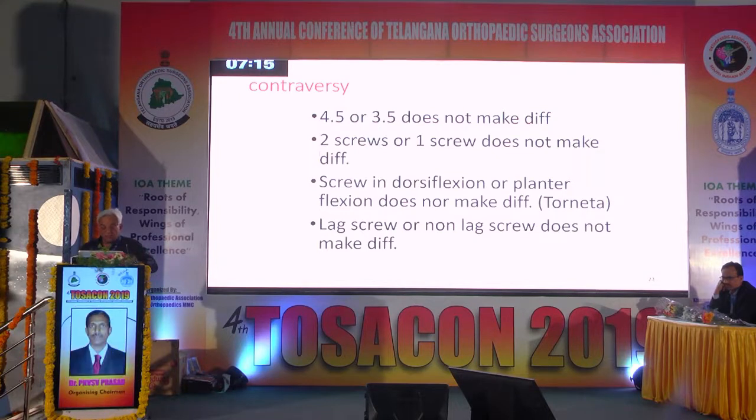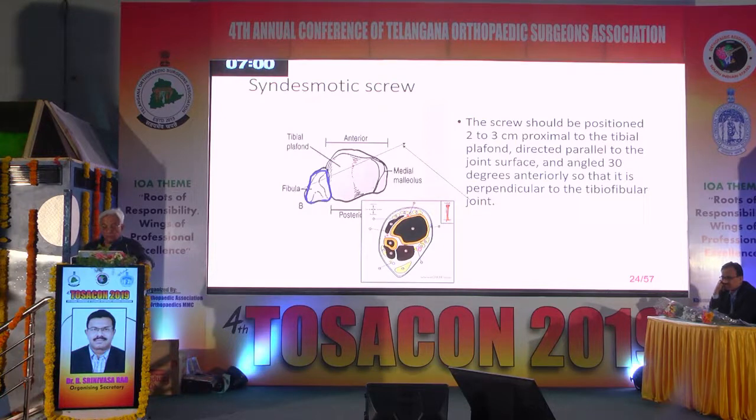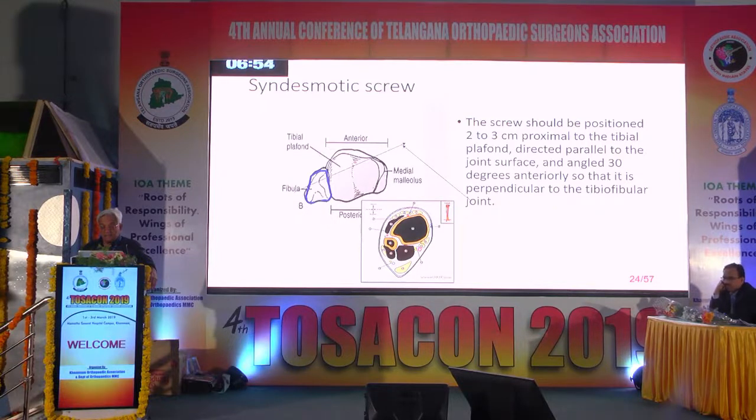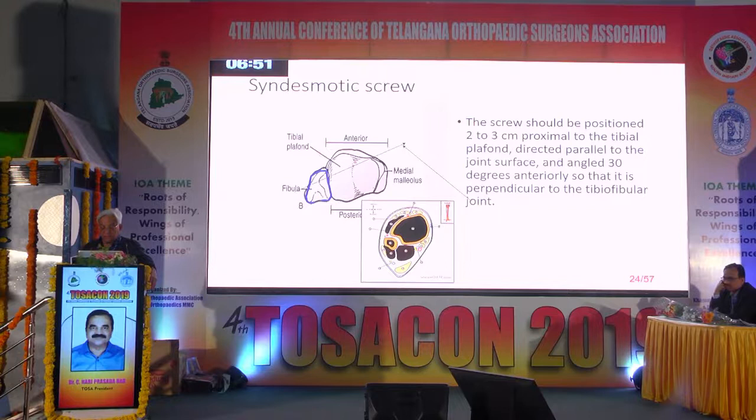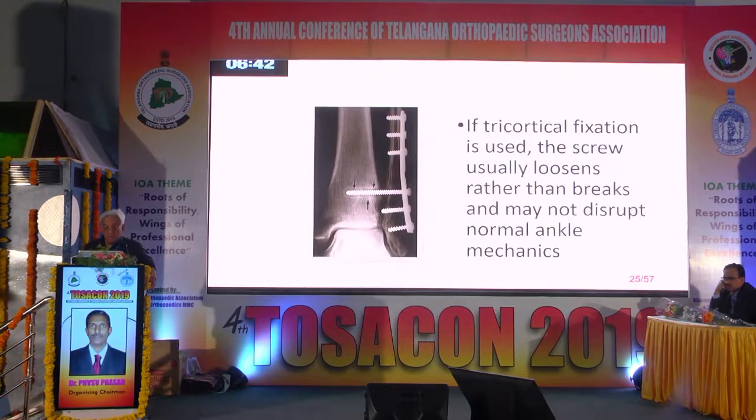Lag screw or non-lag screw also doesn't make a difference, because if we understand what the screw is doing, it is keeping the fibula to the tibia and maintaining that alignment so that the ligaments heal. That screw should be positioned 2 to 3 centimeters proximal to the tibia, directed parallel to the joint surface and angled 30 degrees anteriorly so that it is perpendicular to the tibiofibular joint, because the fibula is posterior. So this is how you put in the screw. Tricortical fixation is used. The screw usually loosens rather than breaks and may not disrupt the normal ankle mechanics. So you may put a tricortical.